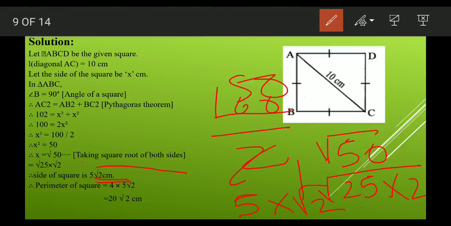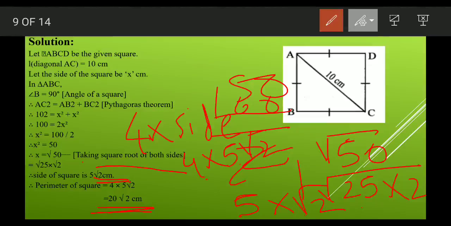Now I want to find the perimeter of the square. The perimeter of a square formula is 4 multiplied by side. That is 4 multiplied by 5 root 2. 4 fives are 20, so 20 root 2 centimeter. I hope you all have understood, dear children.